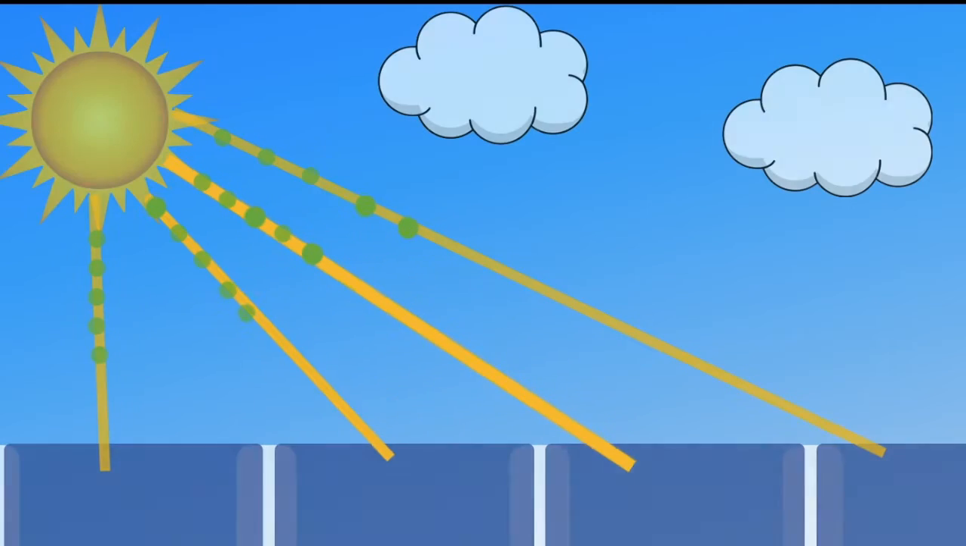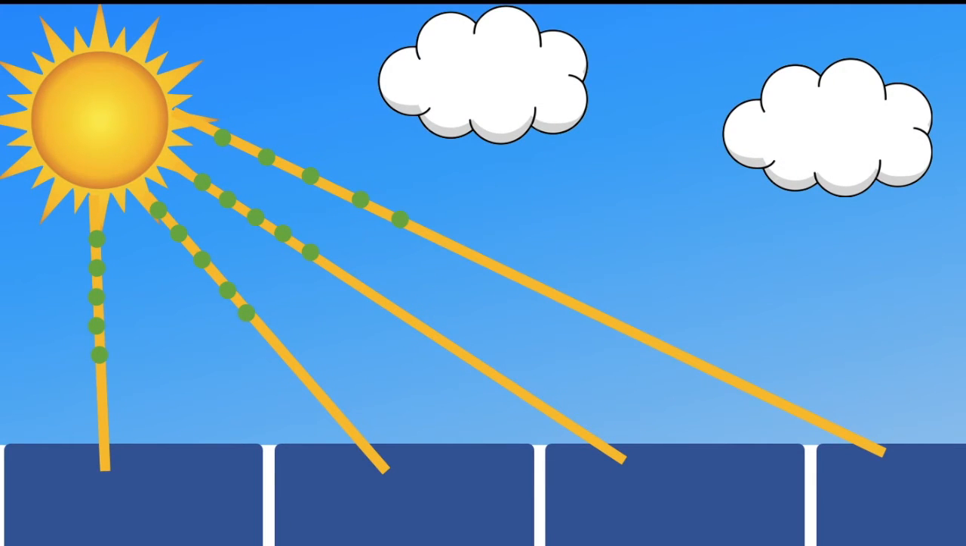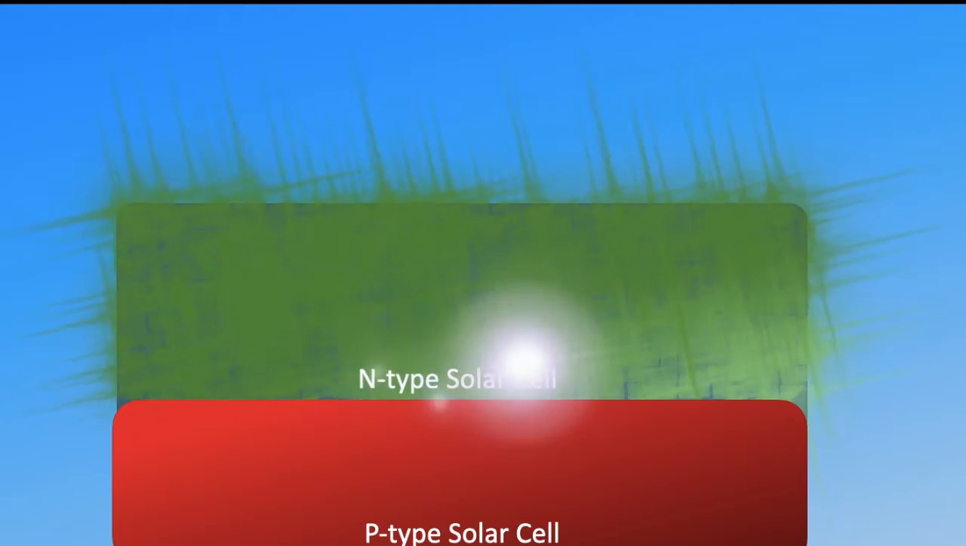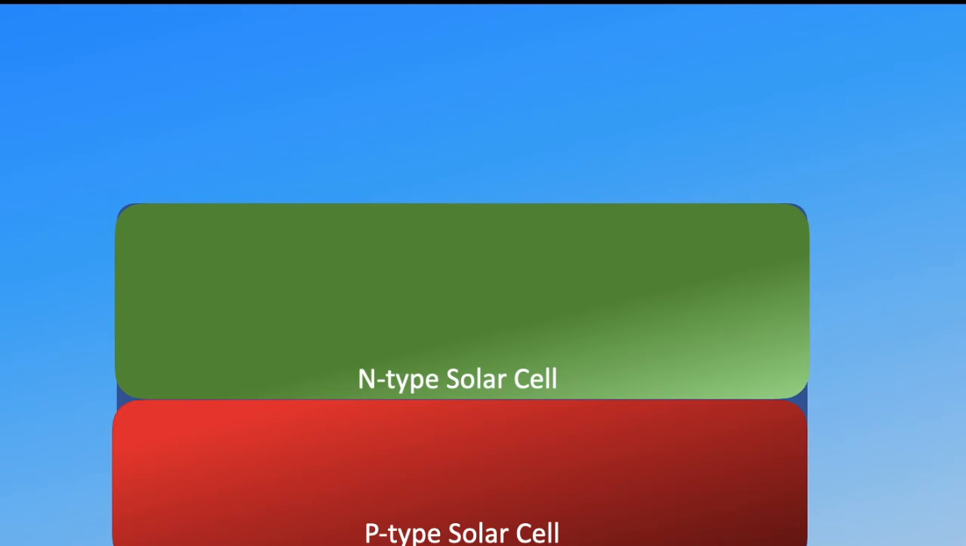Okay, so now let's look more closely at the solar cell. When we look very closely at the solar cell, we see that we have two parts. We have the p-type solar cell and the n-type solar cell. So the P in p-type solar cell stands for positive, as it's positively charged, and the n-type solar cell, the n stands for negative, as it's negatively charged. But what gives it the charges? So now we have to look at the periodic table for that.